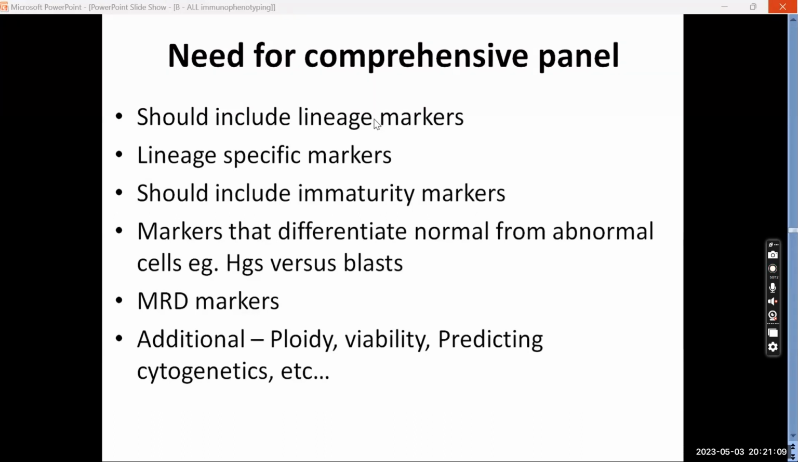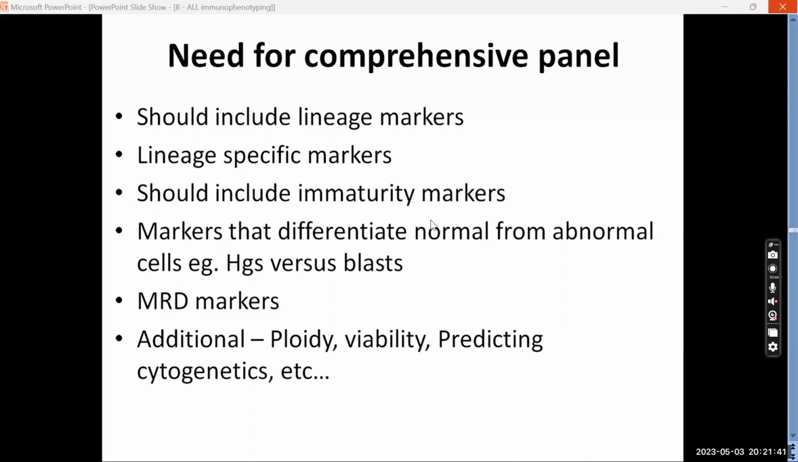So you are understanding the difference? Lineage markers, lineage associated markers, and lineage specific markers are different. What are the lineage specific markers? Cytoplasmic MPO for AML or myeloid cells, cyto-CD3 for T cells, CD19 in a bright fashion for B cells. If it is dim, there are other markers to help out. If it is monocytic, we have markers like CD14, CD64, CD36, CD11b or CD11c. So these are the lineage specific markers.